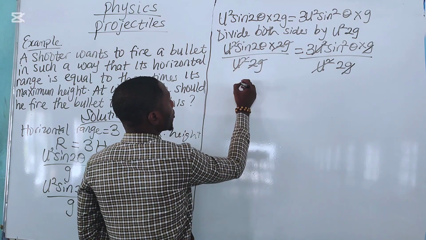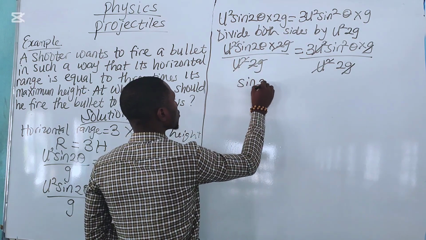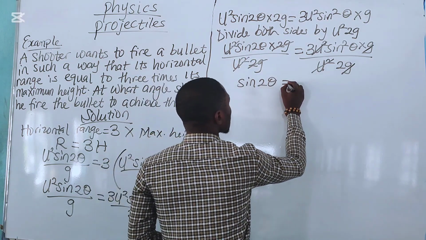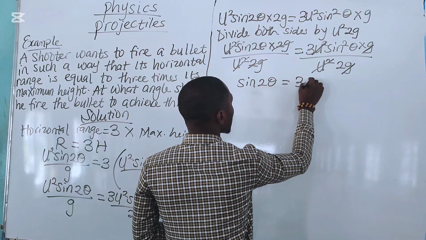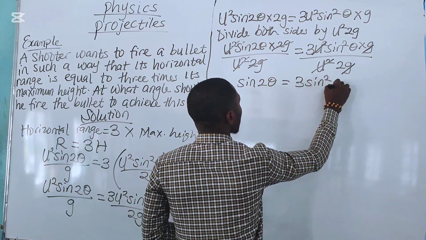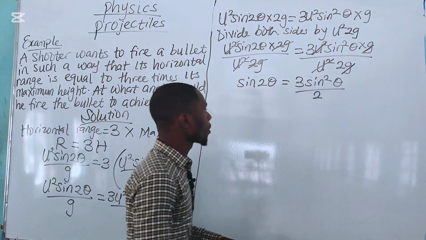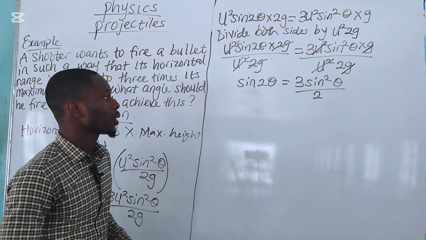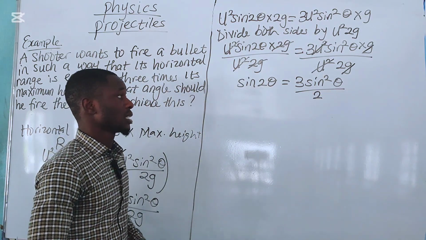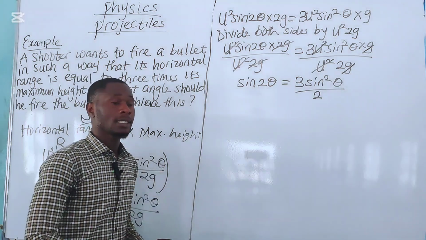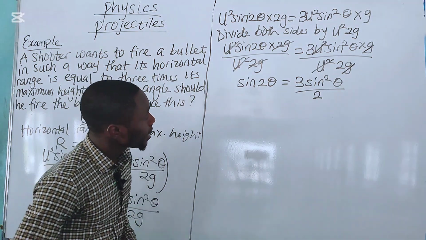At this time we are left with sine 2 theta equals 3 sine square theta over 2. So that is what we are going to be left with. And remember, we are looking for theta. So how do we obtain theta here?